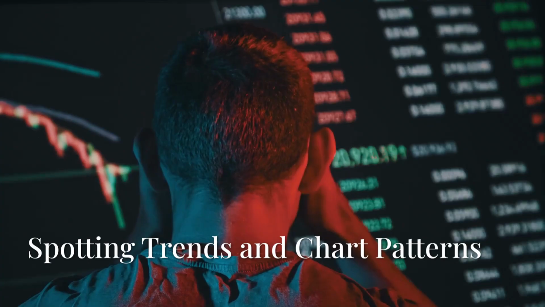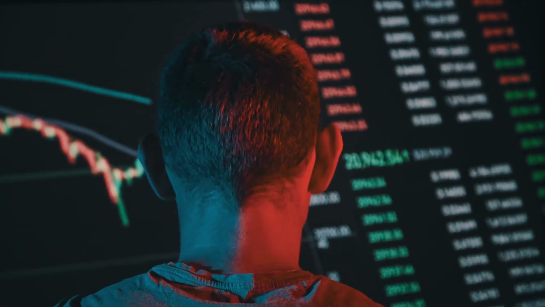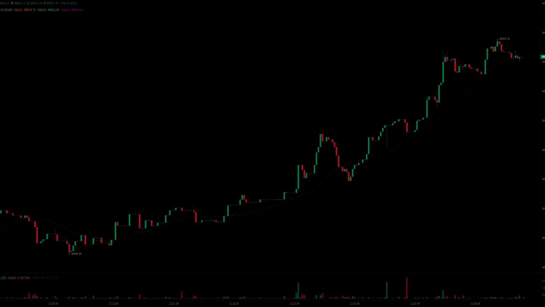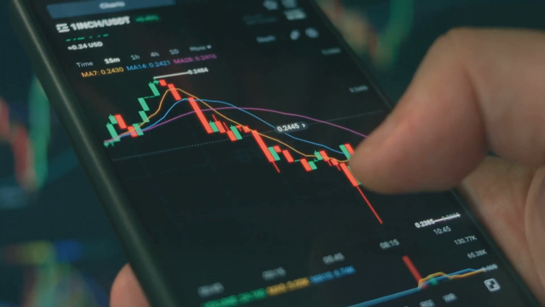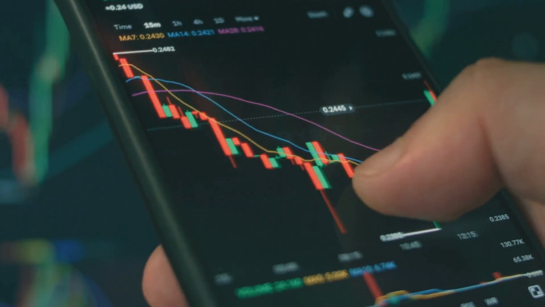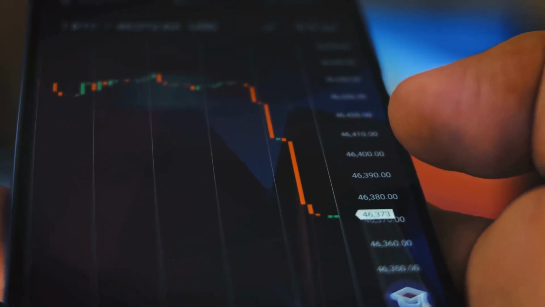Spotting a trend is one of the most important skills in crypto. It tells you if you're swimming with the current or against it. An uptrend is when the price makes higher highs and higher lows, like a staircase going up. This is when buyers are in control and confidence is growing. A downtrend is the opposite, lower highs and lower lows. It signals fear, selling pressure, or a lack of interest.